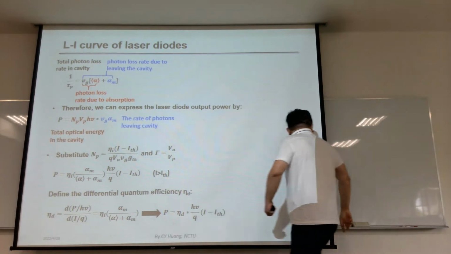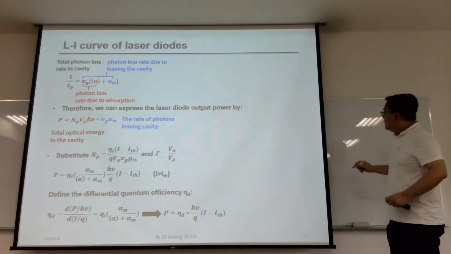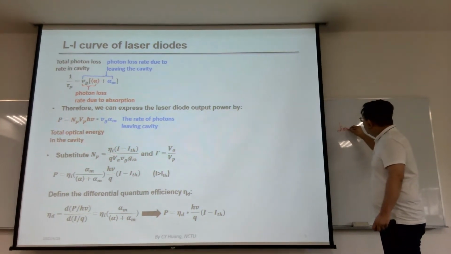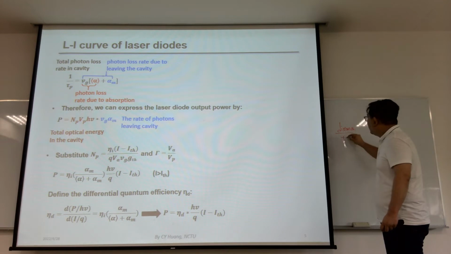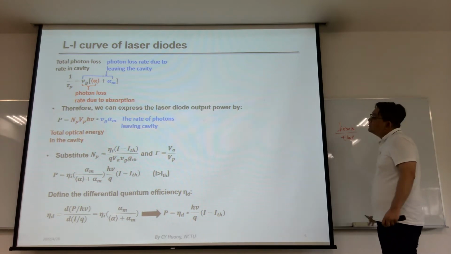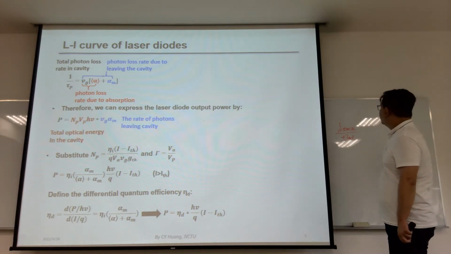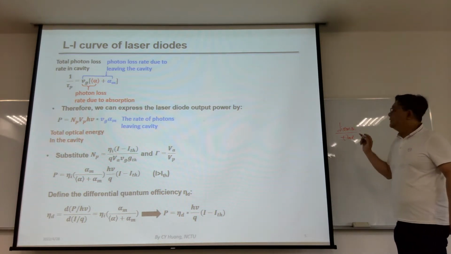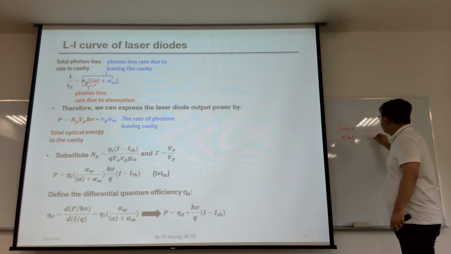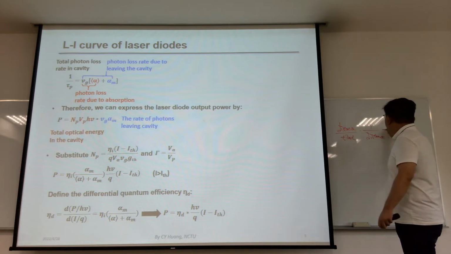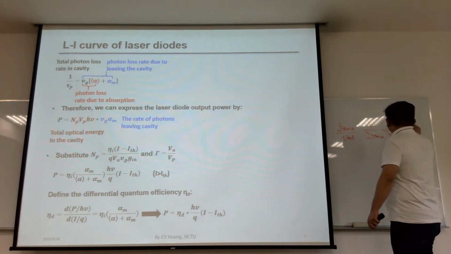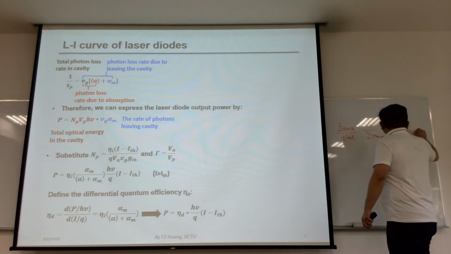Its unit is a unit of speed, so that will be distance divided by time. Right? Vg is distance divided by time, and alpha is in the unit of 1 over distance. So the whole unit, 1 over it, is 1 over time. So it's still in the unit of frequency. Okay.